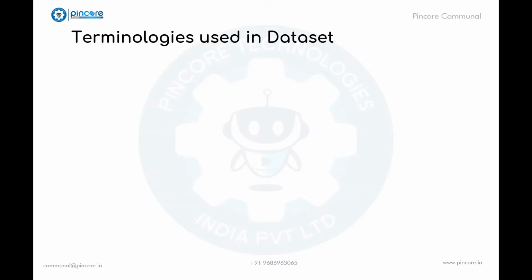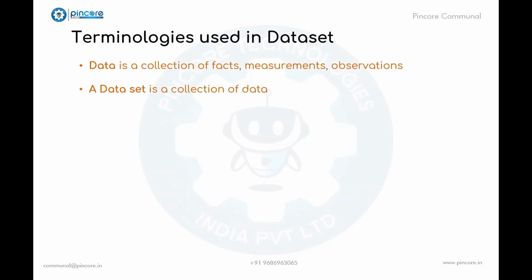Next, we will learn about the terminologies that are used in the dataset. Data is a collection of facts, measurements, observations, or just descriptions of things which are represented in text, number, or multimedia. Now, a data set is a structured collection of data and it will normally be presented in a tabular pattern. Every column describes a particular variable, and a data set mainly consists of two components, that is rows and the column. Now we will look into the terminologies.